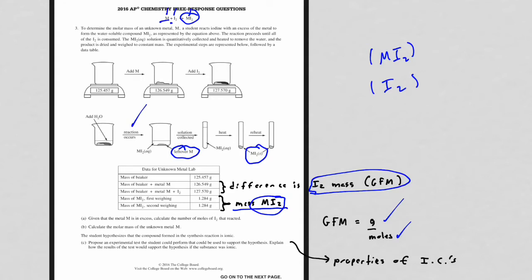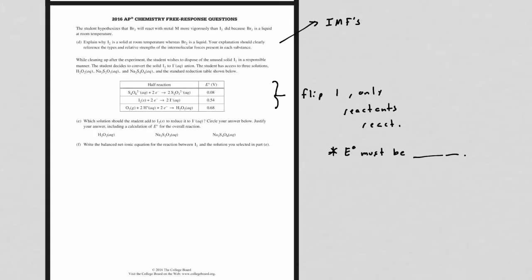C, propose an experimental test you can perform that could be used to support the hypothesis that the substance produced was ionic. What are the properties of an ionic substance? You just did a unit on that. Talk about its solubility or its melting point or conductivity, or is it hard, brittle, malleable, whatever. Any of those things probably would be reasonable answers in terms of determining that it was an ionic compound, based upon its physical properties.